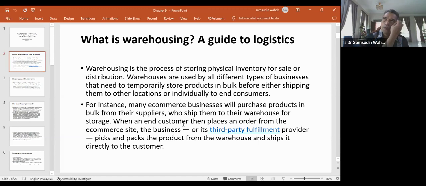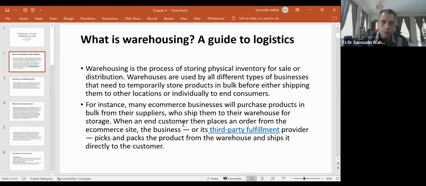Okay, as I mentioned just now, there is a role of warehouse as part of a temporary station before we deliver to the consumer. Or it can be the temporary location before we deliver to a merchandiser. Sometimes we need a merchandiser as an intermediary. So when we choose intermediaries or merchandisers, we can say that warehouse is a temporary storage before we move the product to the merchandiser, or a temporary location before we move the product to end consumers.